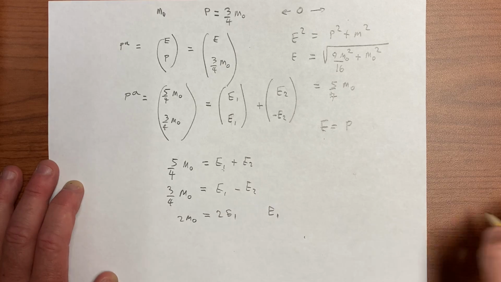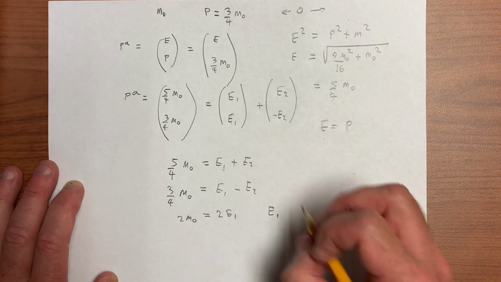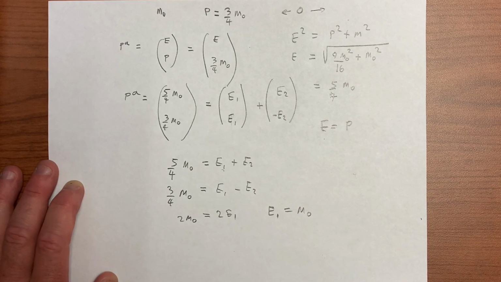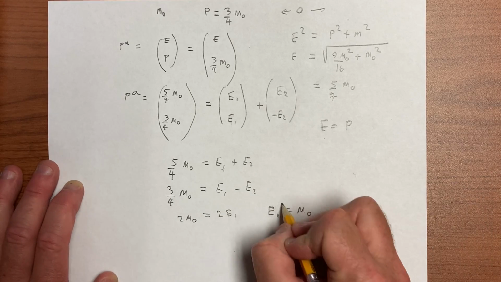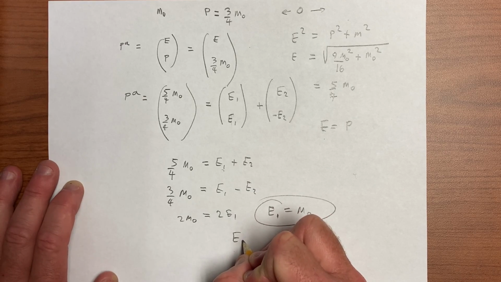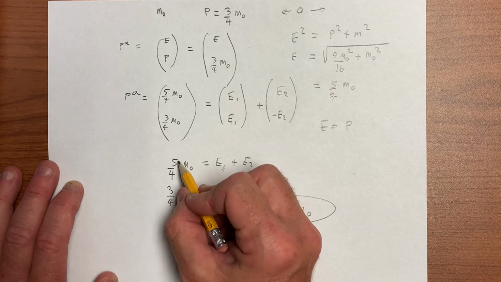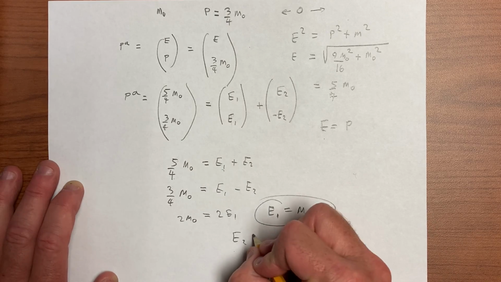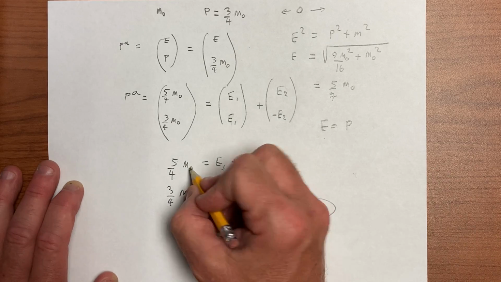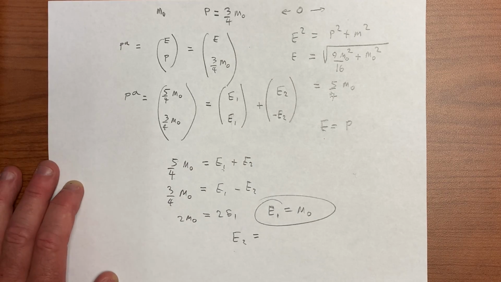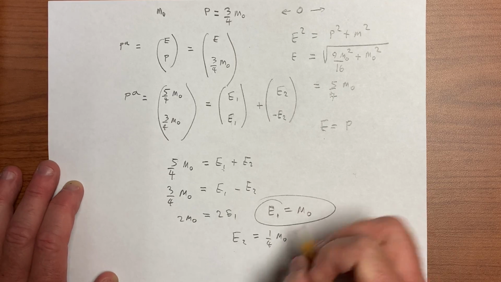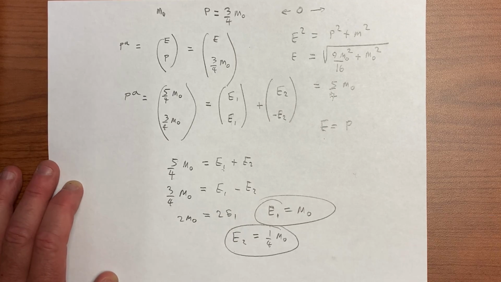So one photon has energy m naught. It's really m naught c squared, and the other one has energy 5/4 m naught minus E1, which is m naught. So 5/4 minus 4/4, that's 1/4. That's really 1/4 m naught c squared.